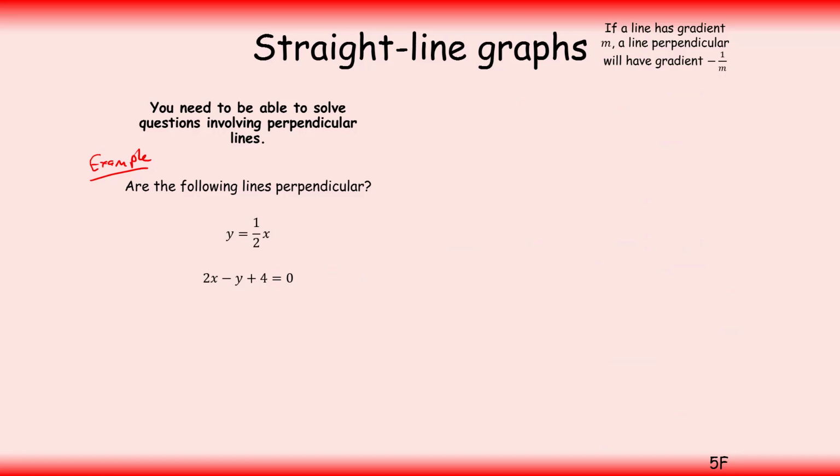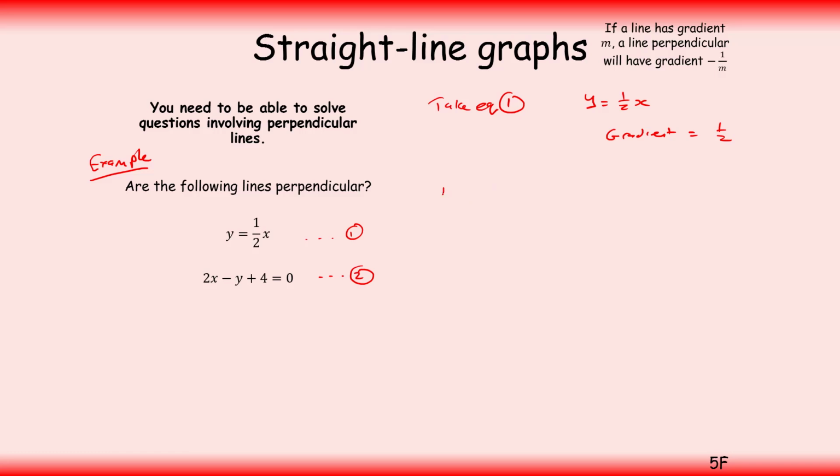So let's have a look at this example. Are the following lines perpendicular? So if we call them 1 and 2, as we do, let's take the first equation then. You can read the gradient from that straight away. y equals a half of x. So the gradient is equal to a half. Now, if the second line is going to be perpendicular, then its gradient must be minus 2.